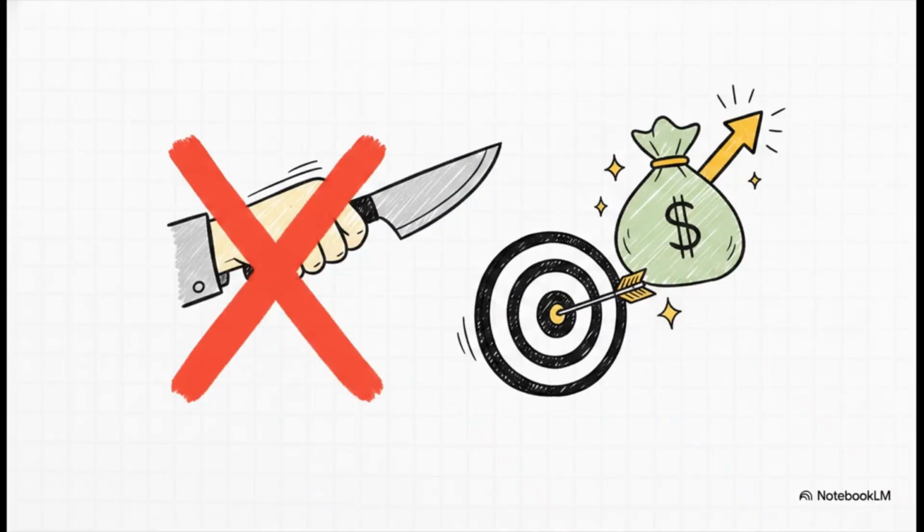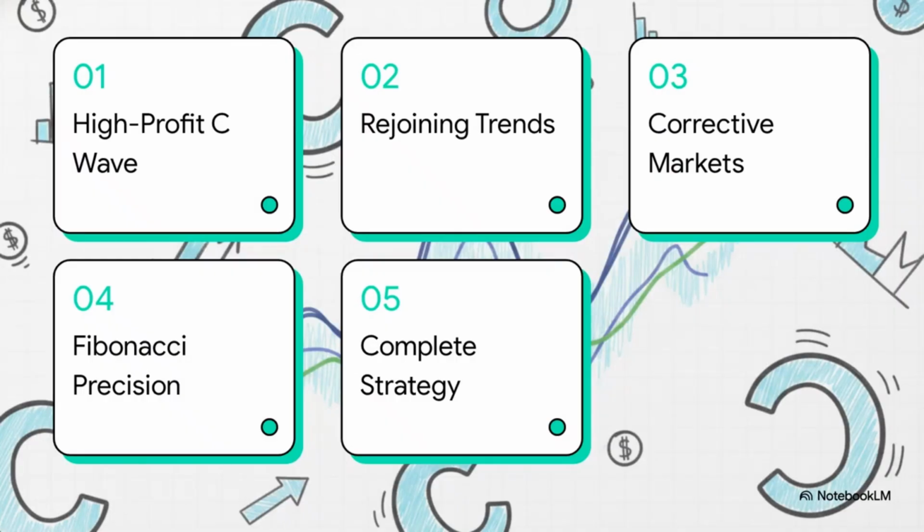I want to hit you right out of the gate with a pretty bold statement. A lot of seasoned traders consider catching the C wave to be the easiest high-profit setup in all of technical analysis. Crazy, right? But why? Well, because it systematically removes the guesswork. You're no longer out there randomly trying to catch falling knives. Instead, you're using basic Elliott Wave elements as a rigorous method of pattern recognition to find a precise, mathematically backed entry.